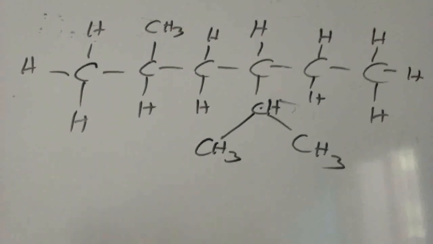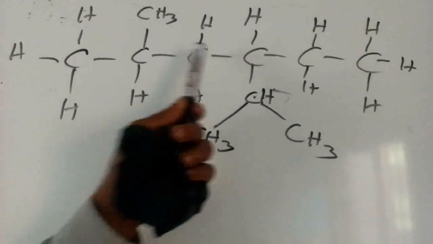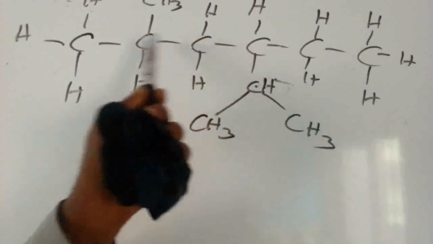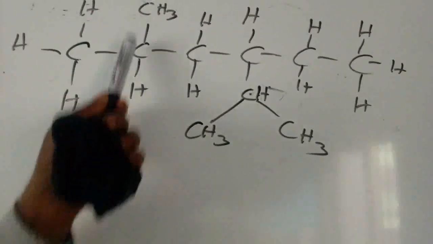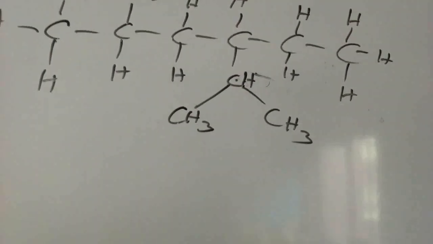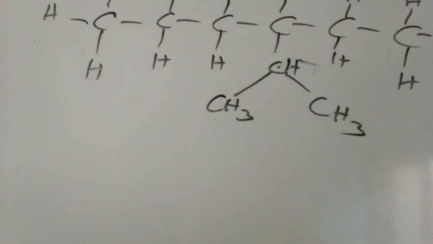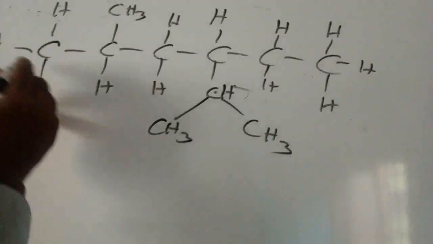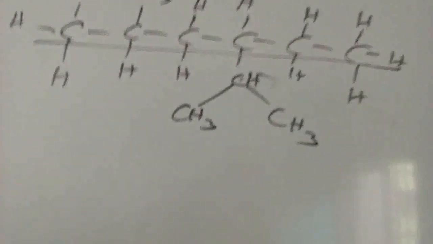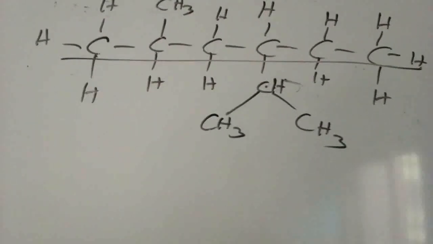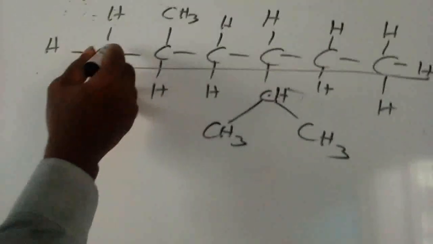The longest chain here remains the straight chain, 1, 2, 3, 4, 5, 6. If you count again, 1, 2, 3, 4, 5, 6, it remains 6 again. 1, 2, 3 is short. The longest chain is 6. So both the branch and the straight chain give us 6. So we take the straight chain, the longest continuous chain, as the parent chain, because the branch chain did not exceed 6. So to name the compound, this is number 1.